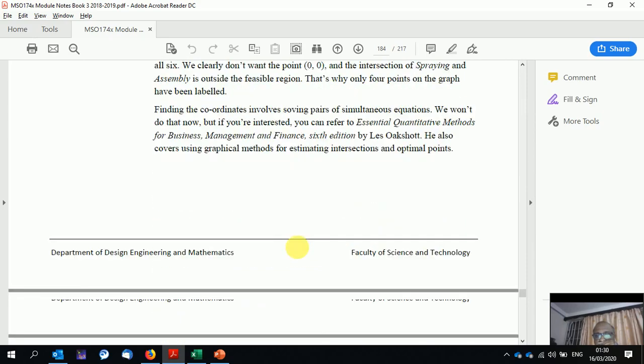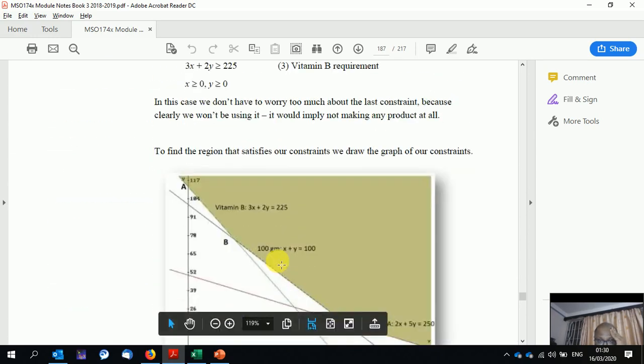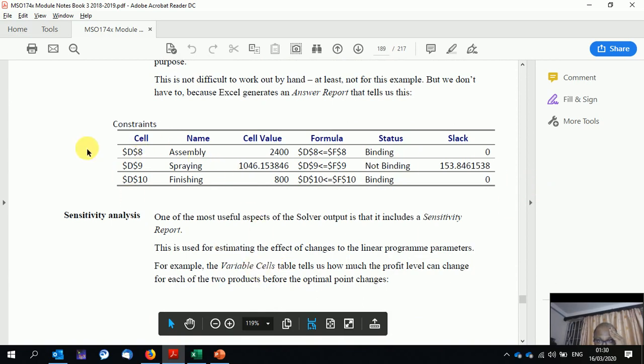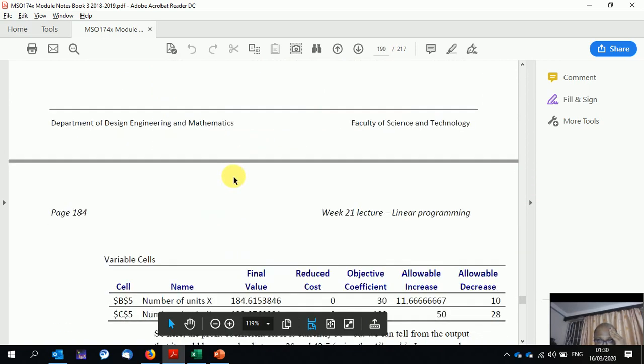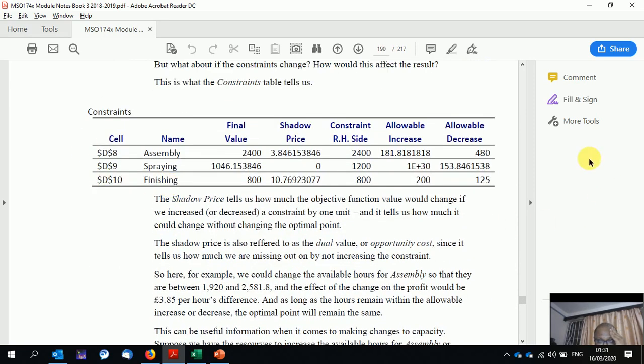Now, just to recap, you don't need to remember the mathematics I've just been speaking about. What you need to remember is, first of all, try this and get this output on Excel, and then interpret it. This is the variable cell sensitivity analysis. It means the profit increase and decrease. For the 30 it can go up to 41.7 and down to 20, and this one can go up to 150 and down to 72. That was the first part. Again, try this in Excel and you should end up with this. And here you can explain these two.